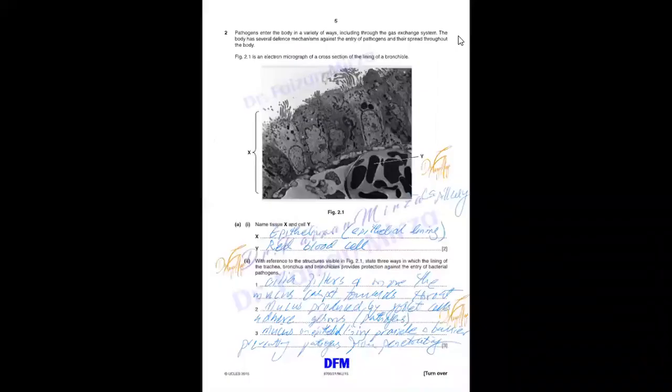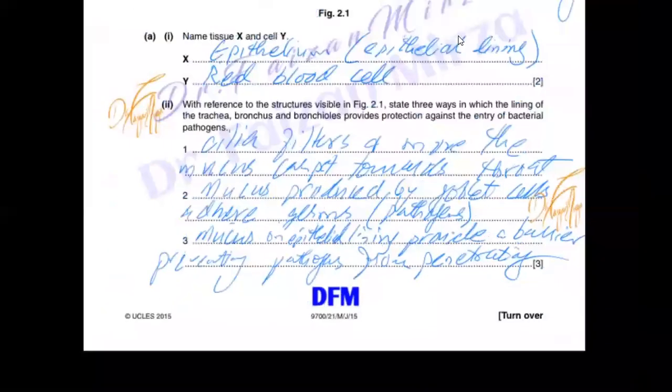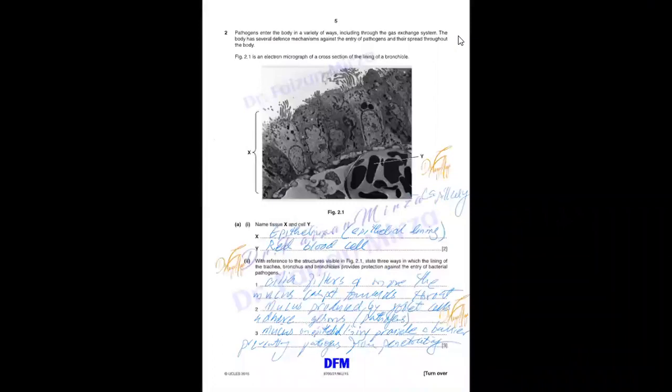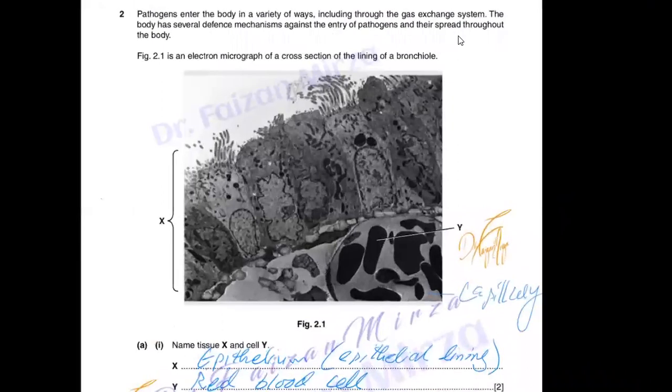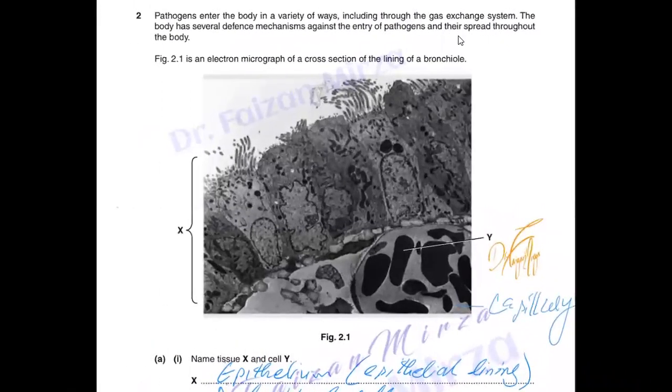This question here is from May, June 2015, variant 21. The question is about how the pathogens enter the gas exchange system, but then it goes into the immunity part of the topic. Initially they have shown you the electron micrograph of a bronchiole. You can see this is ciliated epithelial lining. These are all epithelial cells having cilia, so these are all cilia bearing cells.